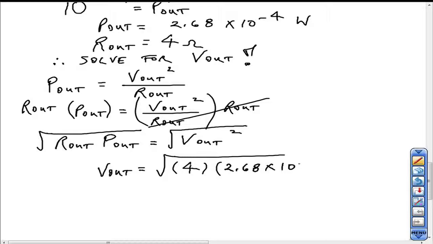2.68 times 10 to the negative 4. Notice I'm not writing in the units, simply because we know what the units are, but when we're crunching this, we're not going to enter units into our best friend. Just for simplicity's sake, you'll notice that I leave my units out. But this is important: you've got to multiply 4 times your 2.68 times 10 to the negative 4. Let's do that.